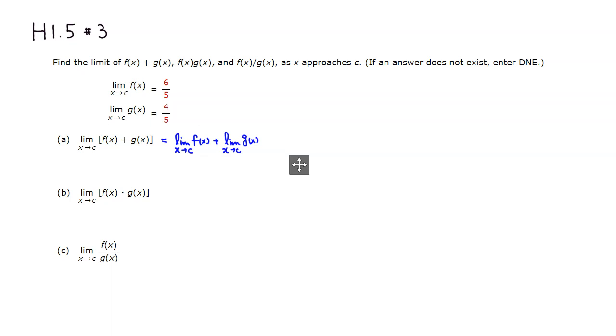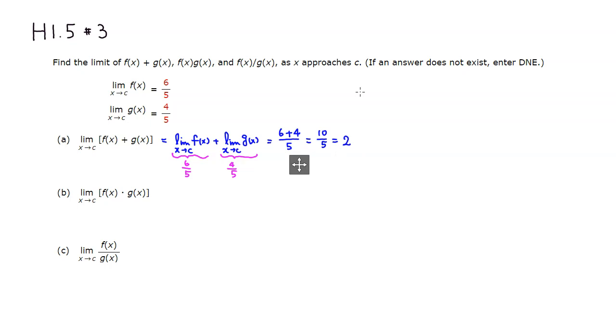We know the value of the first limit is given to be 6 over 5, and the value of the second limit is given to be 4 over 5. If you do the addition, you can see that it has a common denominator already, so I'll just put 5 on the bottom. Then you have 6 over 5 plus 4 over 5, which is going to give you 10 over 5, which is 2. Right, so we got that.